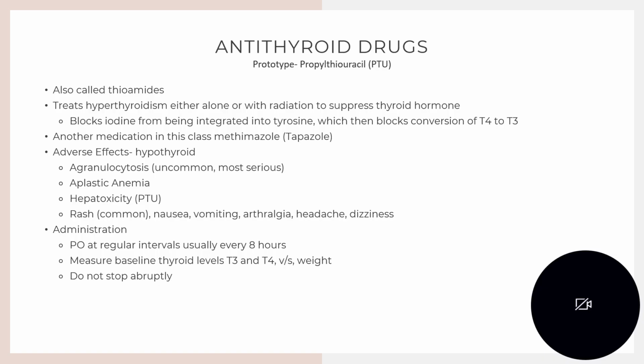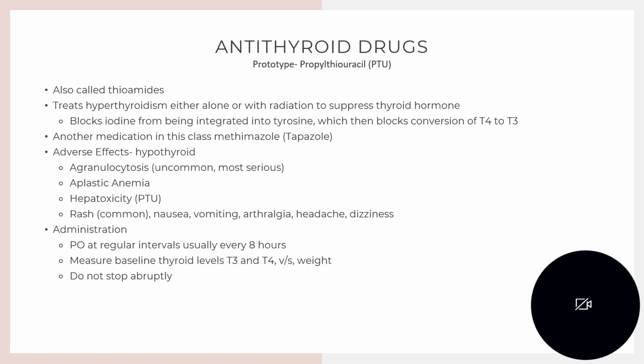Okay, so now we're flipping the script and we're going to hyperthyroid. Okay, so this is anti-thyroid. So this is going to not make them not have thyroid hormones, or try to reduce those levels. These are also known as thioamides, and it is used to treat hyperthyroidism either with the medication or after they've had radiation, okay? And we'll talk about radiation on a couple of slides, I think.